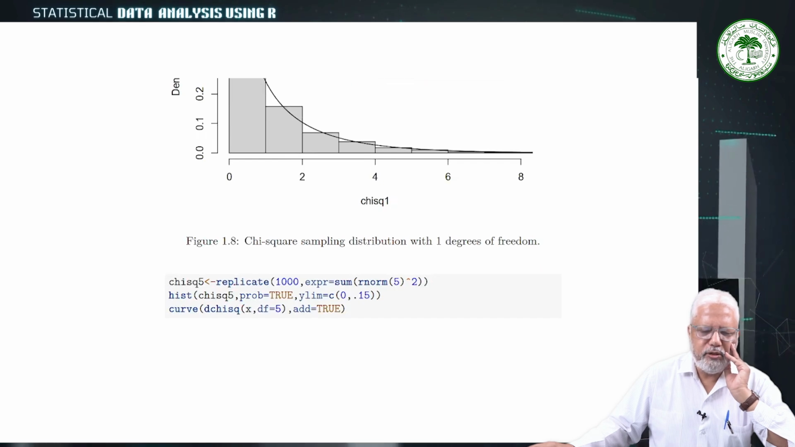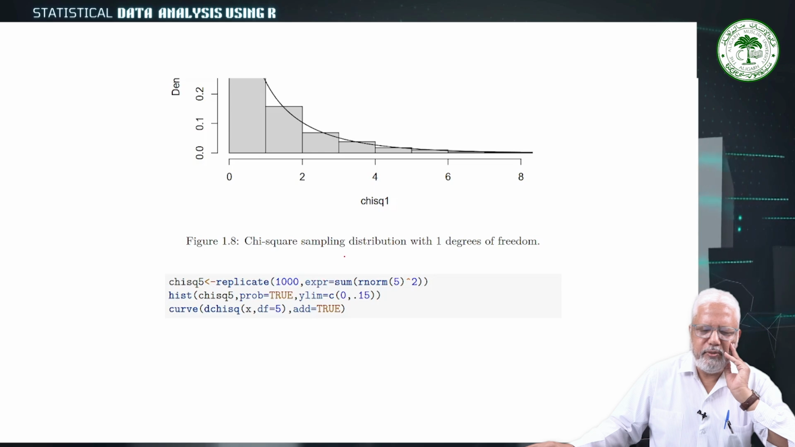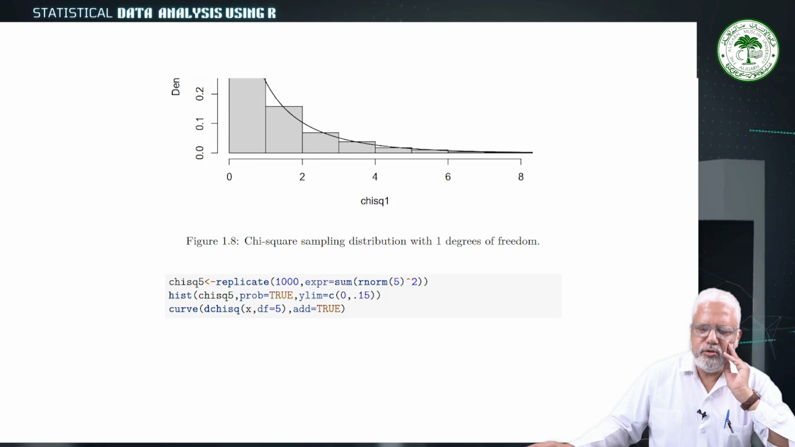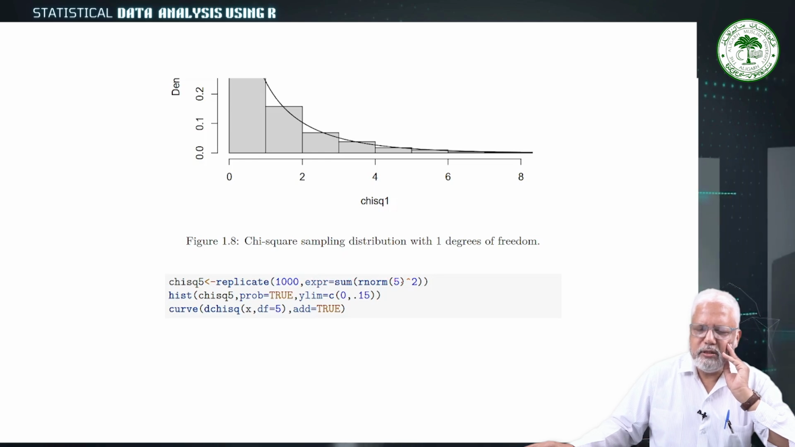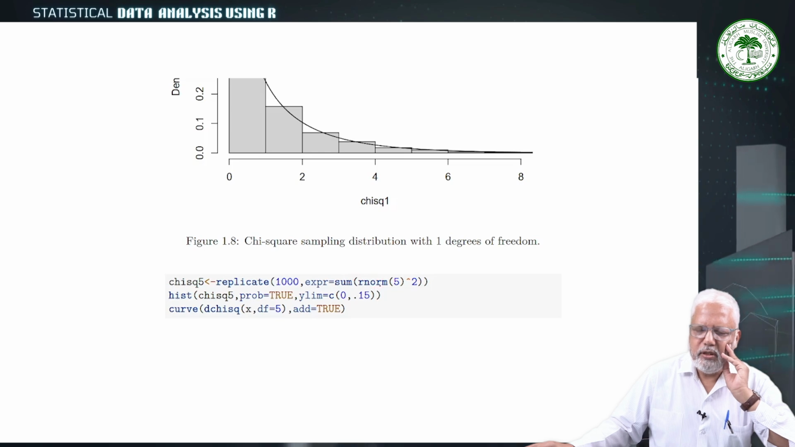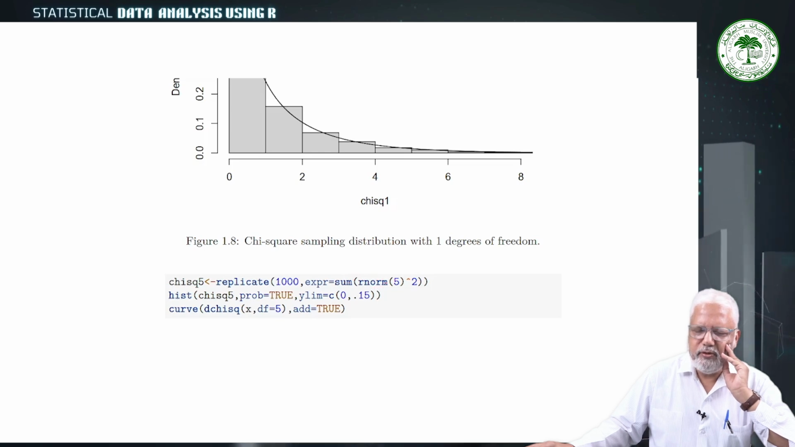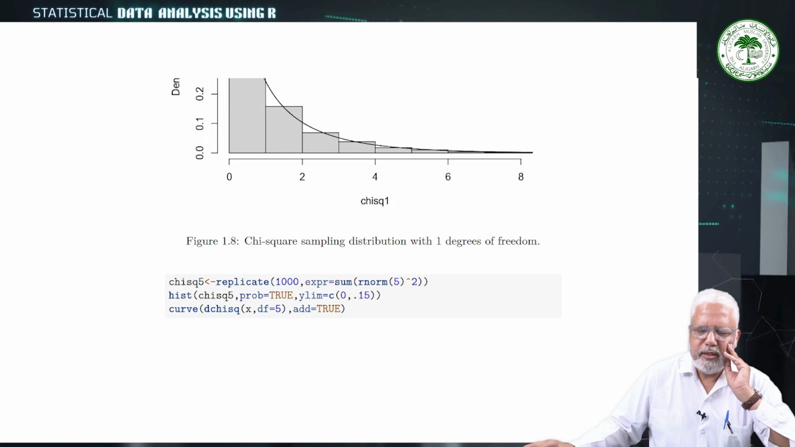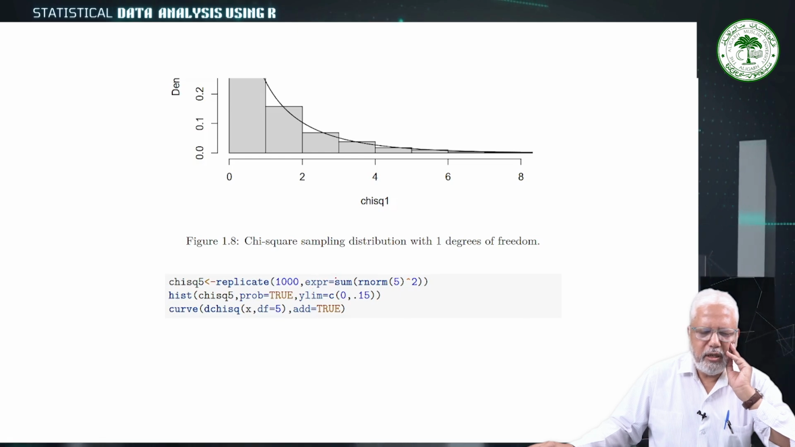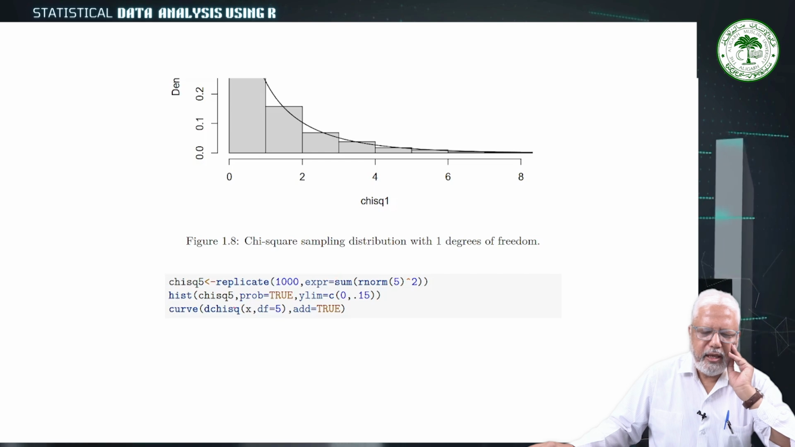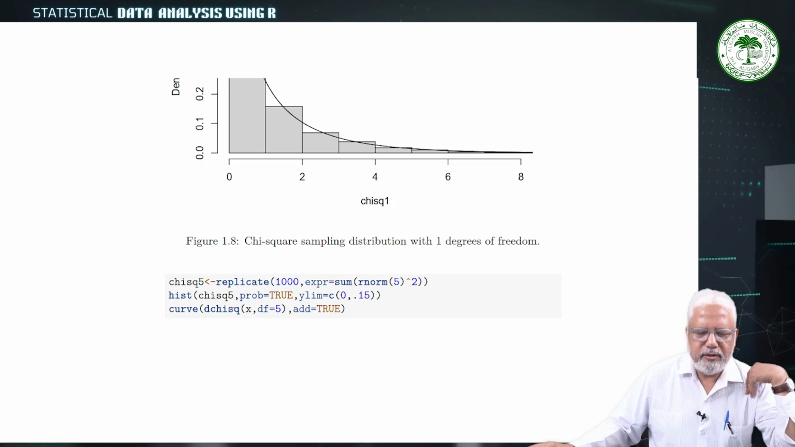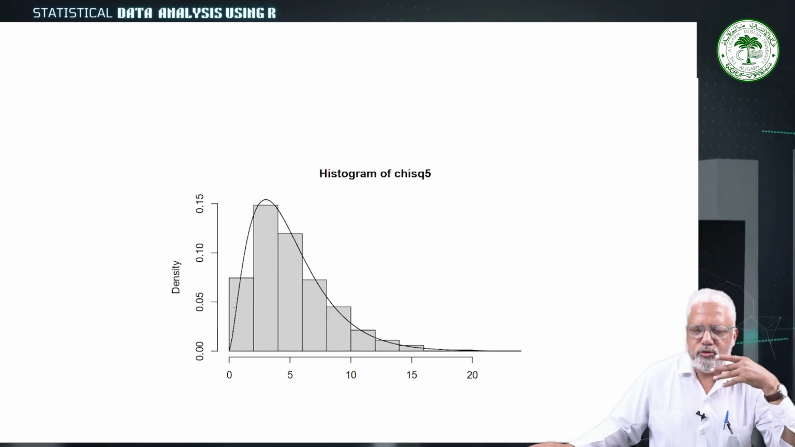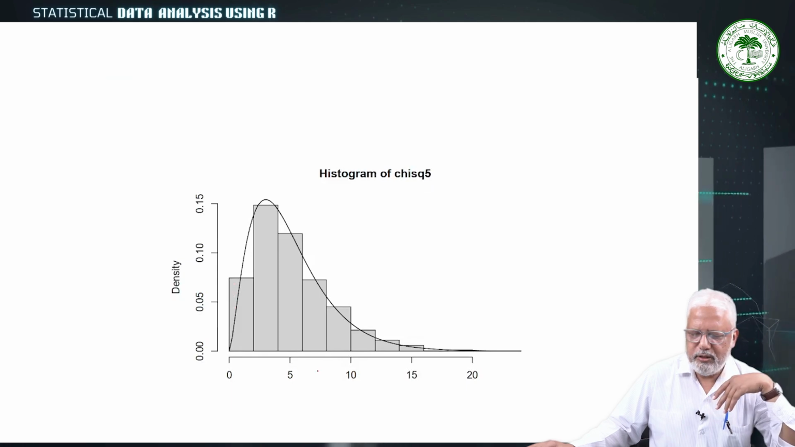chi-sq5 is equal to replicate, where 1000 observations are being simulated, and they are nothing but the expression sum of z square. It generates 5 observations from standard normal, then squares them and gets the sum. Then we make a histogram and add a curve, and these two match together. There is excellent agreement between the two.